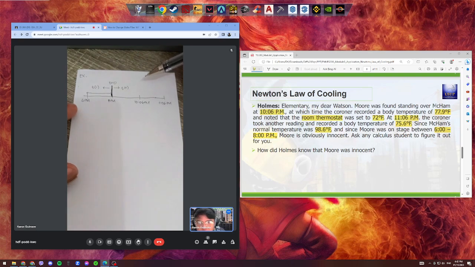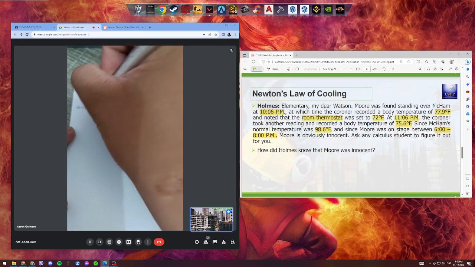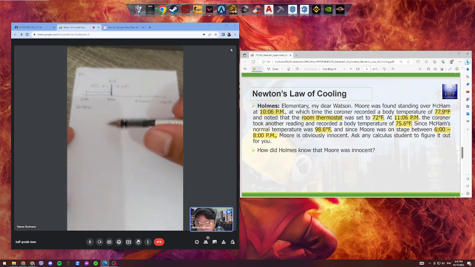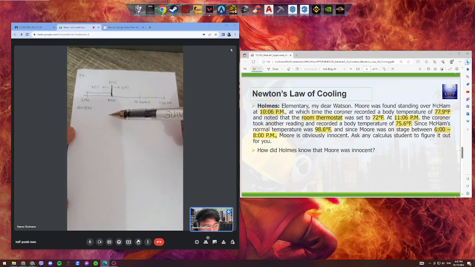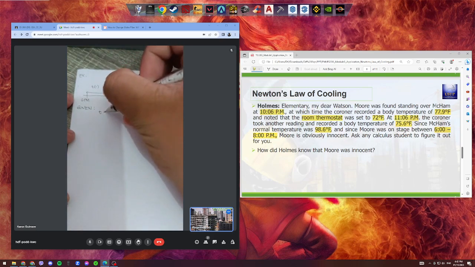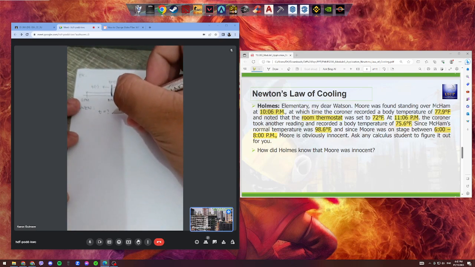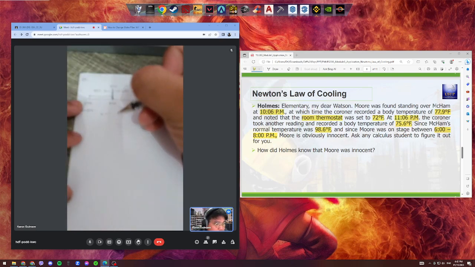So how do we do that? We write now the given conditions. First, we write the required. What is required? The time of death, when Mackham died. So, at time of death, Mackham died.